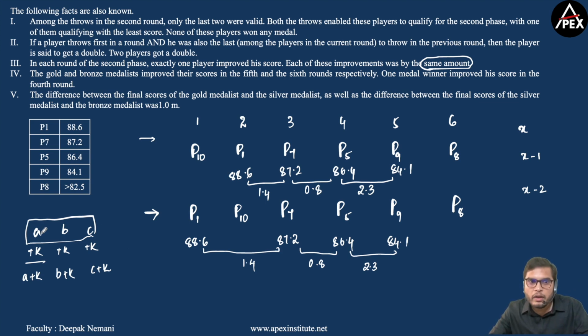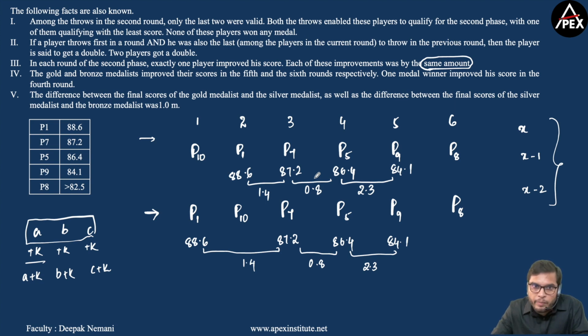Right? Now similarly it is given that the difference between final scores of gold medalist and silver medalist as well as the difference between final scores of silver medalist and bronze medalist was 1. So these three are in arithmetic progression, and it is also mentioned that each of these improvements was made by the same amount. Now these values should have been increased by the same amount, right? Now if that's the case, we do not have three values being in arithmetic progression, and if that's the case, you cannot have three persons improving the scores in phase 2, right?